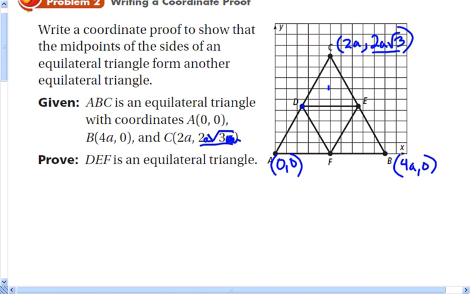Now we want to prove that DEF is an equilateral triangle. To do that, first thing we're going to do is find the midpoints. Then we're going to use the midpoints and the distance formula to show that those three sides are congruent. So then by definition of equilateral, we'll know that triangle DEF is an equilateral triangle. So let's start by finding the midpoints.